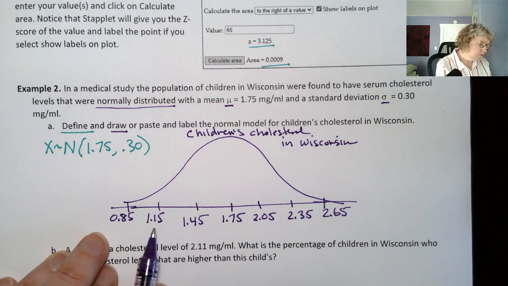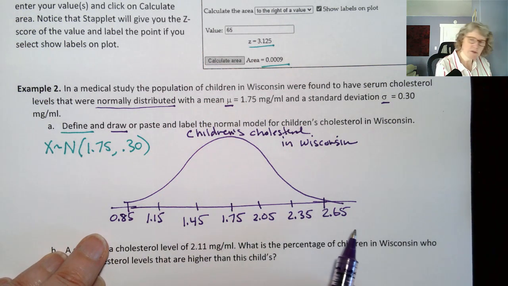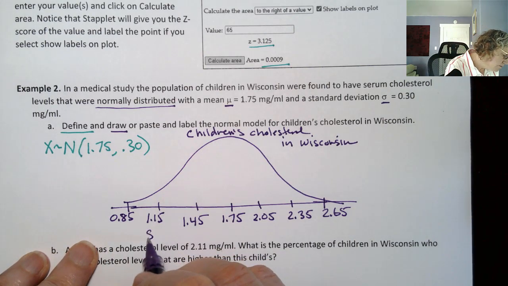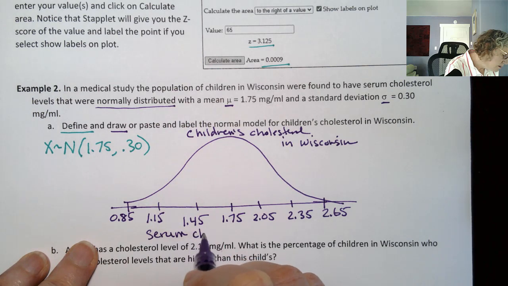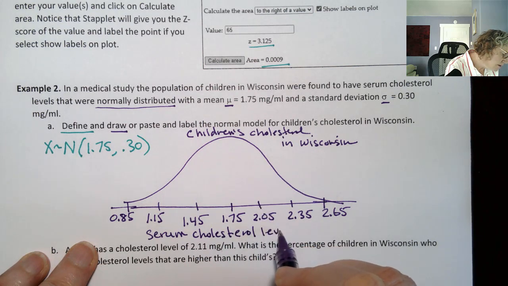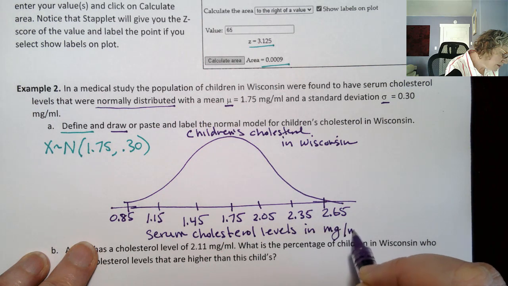And then the variable, because what we're labeling is the scale. So what do these numbers on the scale mean? Okay, so these are serum cholesterol levels in milligrams per milliliter.